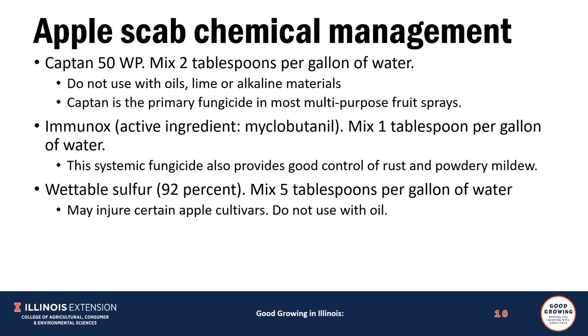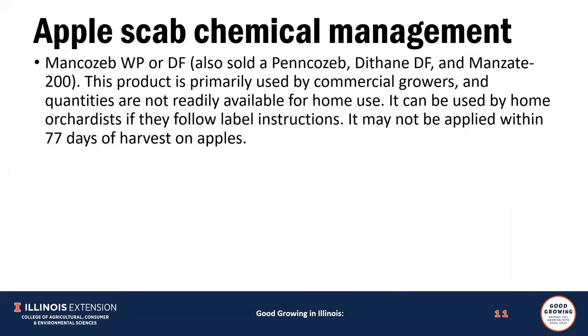And it's important with the wettable sulfur to note not to use it with oil. And there can be some injury that can occur with some of these if the fungicide is used at the wrong time. We also have mancozeb, and this product's primarily used by commercial growers, but it can be used by the homeowner if they follow the label instructions. The main take-home message is to grow resistant varieties, and that will help to mitigate some of the disease pressure. Always use good sanitation and a proper fungicide spray program.